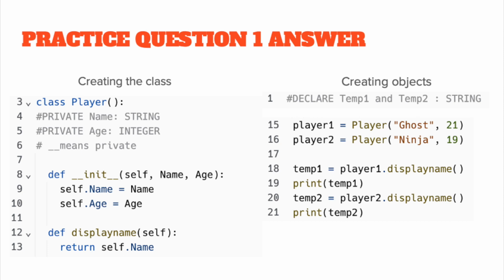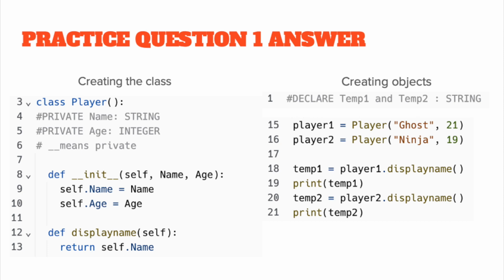And then I'm going to create a method called display name, which is going to refer to self, and it's going to return self.name. So whatever name that's in that particular object is going to be returned back. So that takes care of our class, and that's probably going to be 4 or 5 marks in an exam.